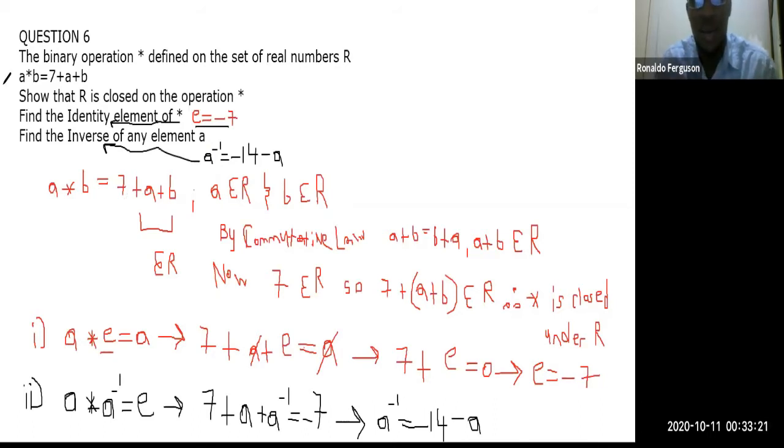Easy. I know it's saying question 6 because I took it out of a worksheet and I wanted to look at these two specific questions.